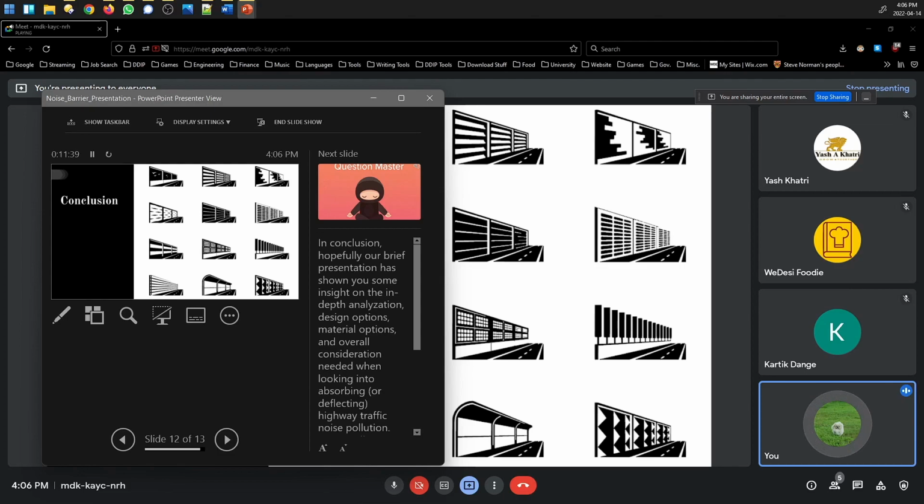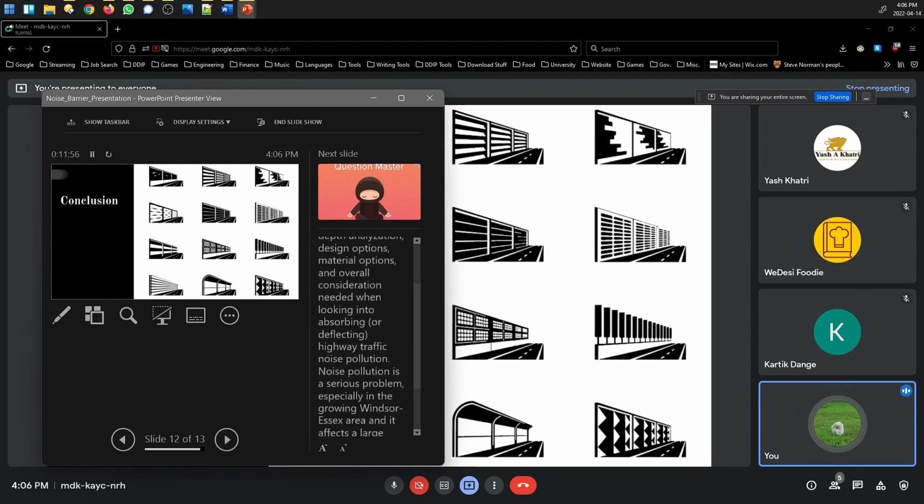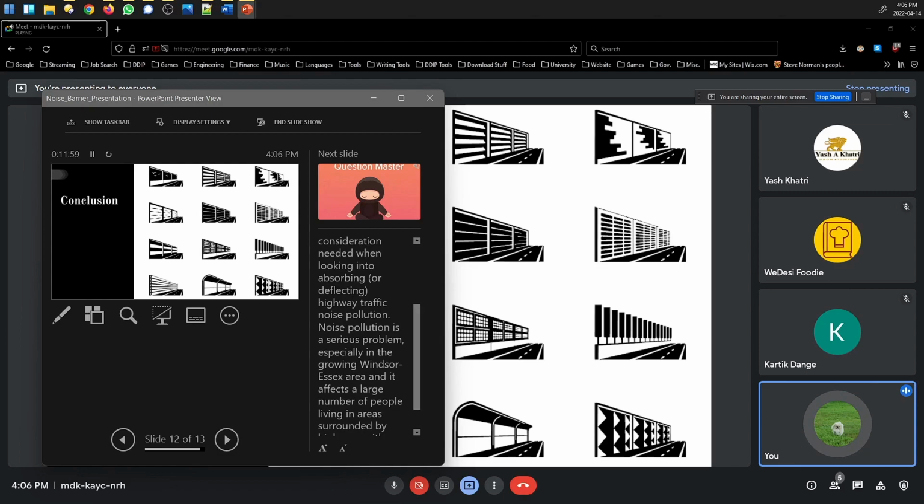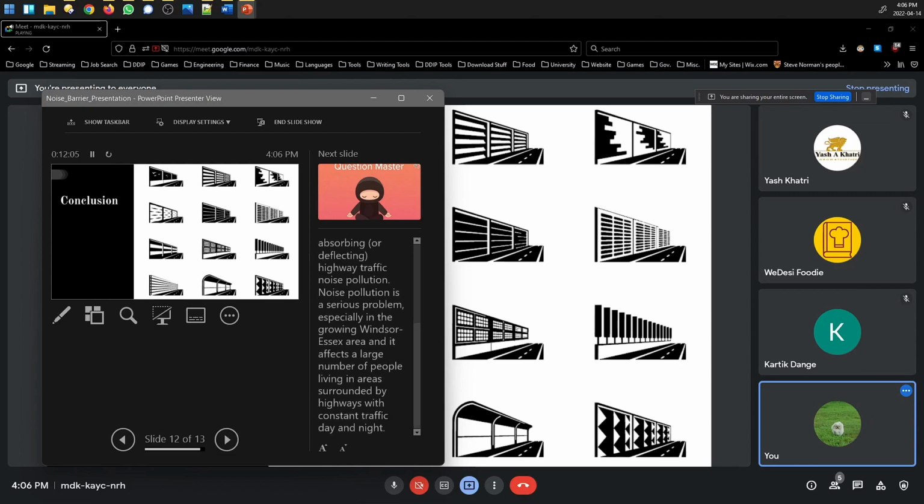Well, in conclusion, hopefully our presentation has given you some insight into how we analyze and design noise barriers, the different design options that we have, the different material options, and the overall consideration needed when looking into how sound is absorbed or deflected from highway noise pollution. Noise pollution is a very serious problem, and especially in the large metropolitan areas, you're bombarded by sound day and night. So considering this is going to be very important, and a careful look needs to be taken.